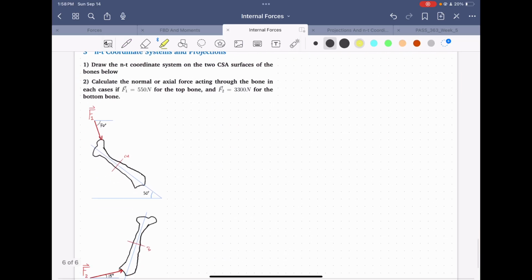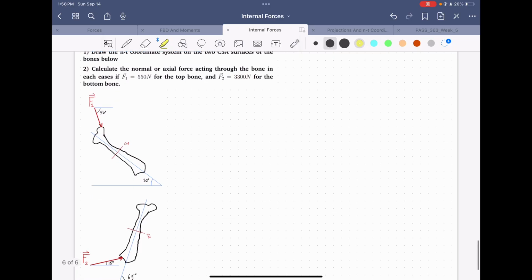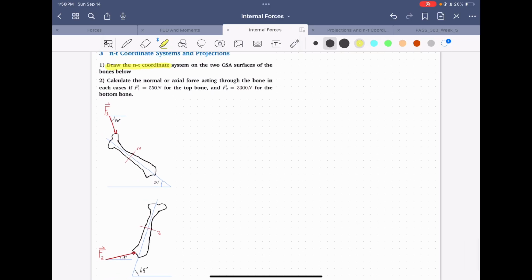So here are two examples in this question where it asks you to, one, draw the coordinate system, and the two surfaces which we see are here and here. We are then asked to calculate the normal or axial force acting through the bone in each of those cases, and we're given F1 and we're given F2. So I'm going to walk through more than what this question is asking, just to complement the video and get an understanding for what we're actually doing.